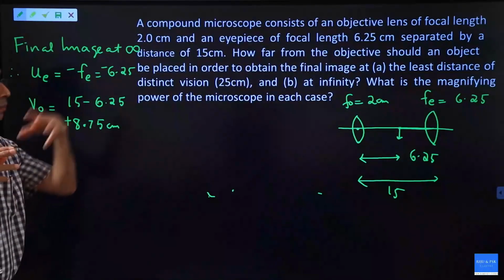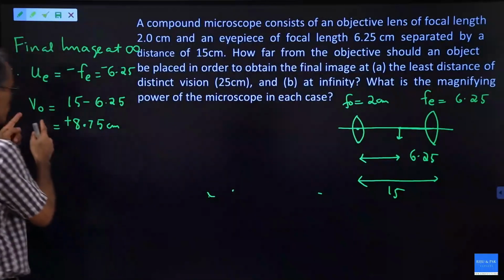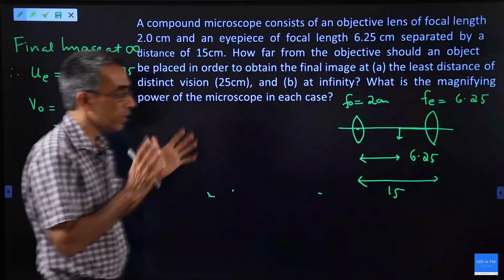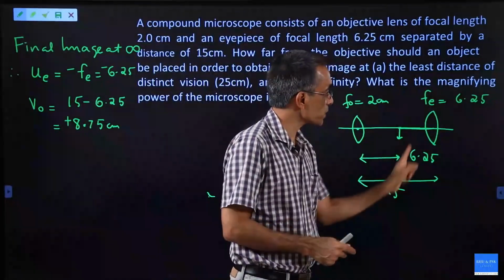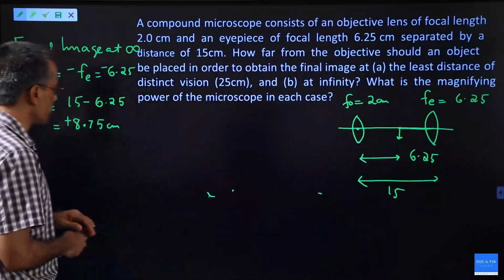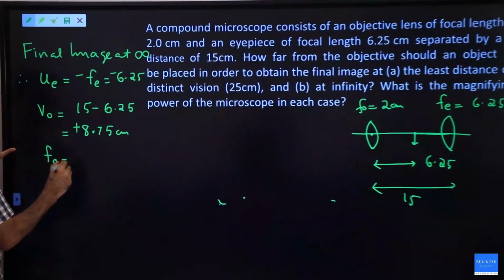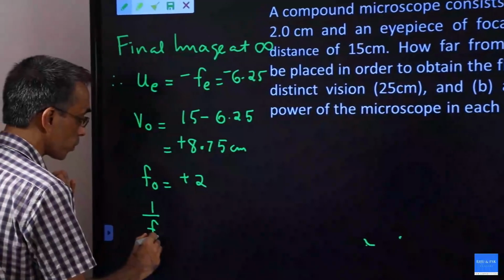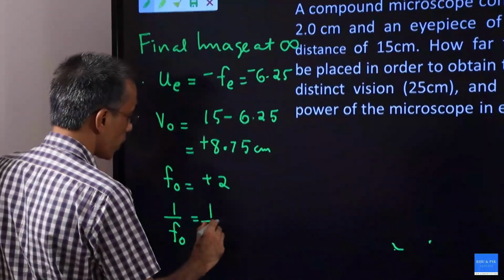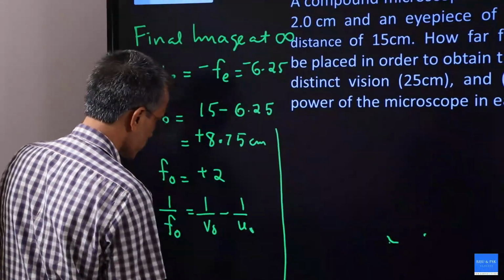So the difference between the previous section and this section is that in the previous section we calculated v_o using the lens equation, but here we have a very simple concept that the final image is at infinity. So the first image must be at the focal point. That's why it's easy. Now, the focal length of the objective is given as plus 2. Now you can find out 1 by f of the objective equal to 1 by v of the objective minus 1 by u of the objective. Work it out.